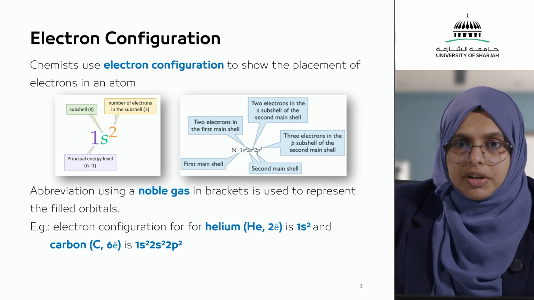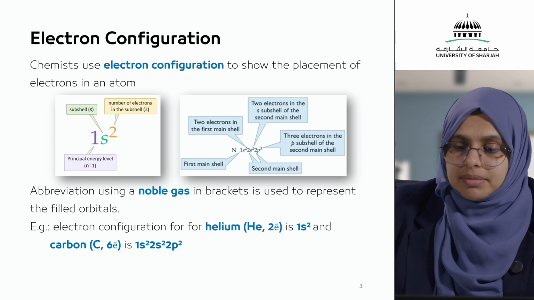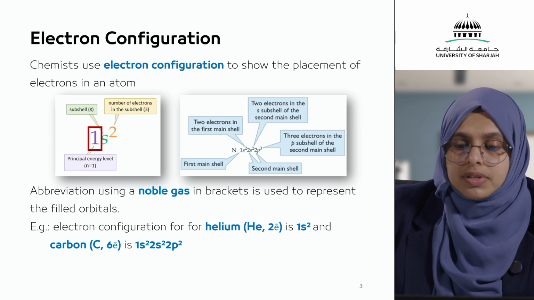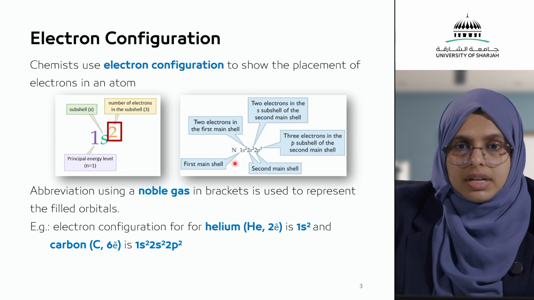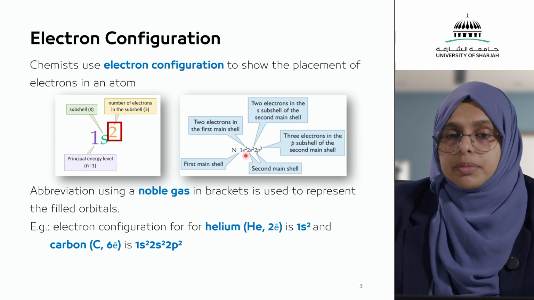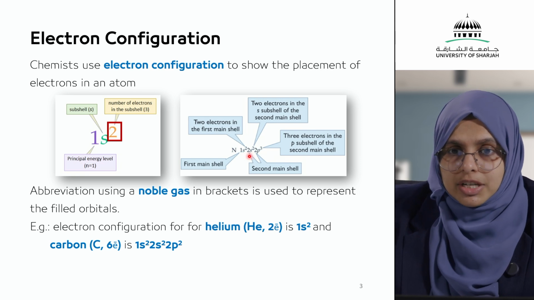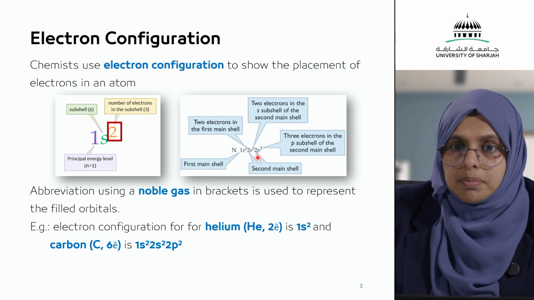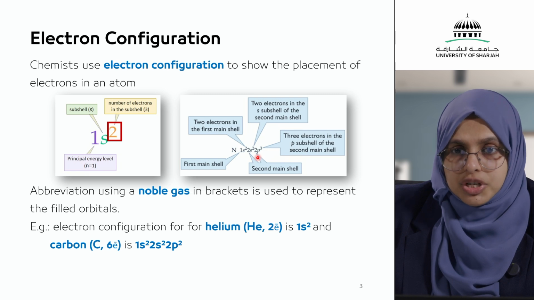Chemists use electronic configuration to show the placement of electrons in an atom. The lower energy sublevel is written first and then the higher energies. The number of electrons in each sublevel is written as a superscript. As you can see here, 2 electrons are filled in the first main shell. In the second main shell, 2 electrons are filled in the s subshell. Again, the second main shell with the p orbital has 3 electrons in the p subshell.